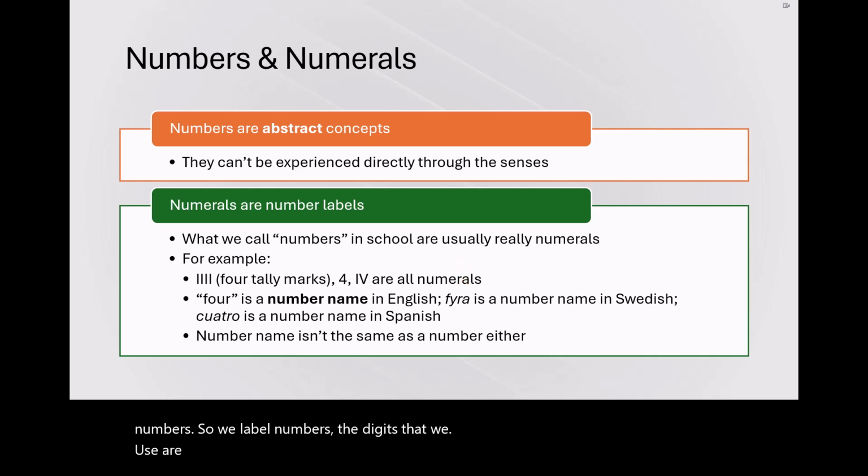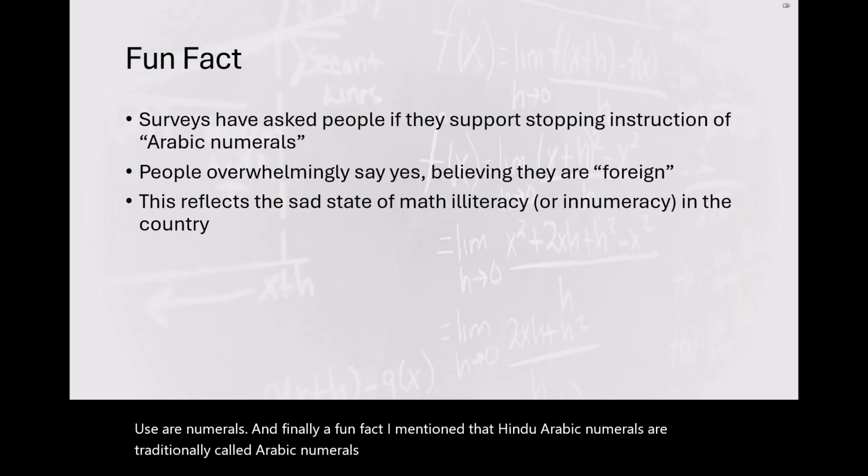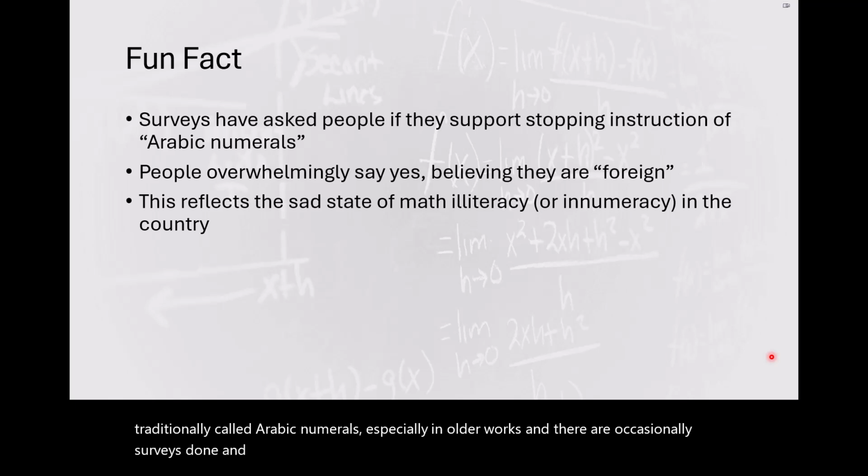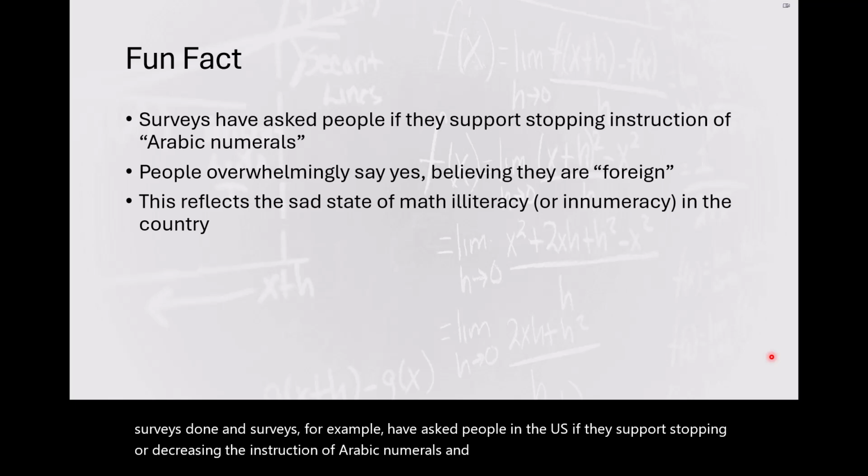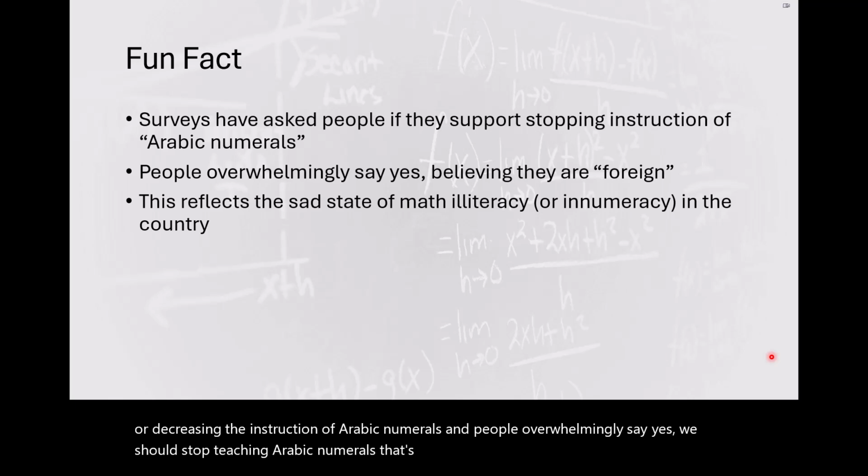And finally, a fun fact. I mentioned that Hindu Arabic numerals are traditionally called Arabic numerals, especially in older works. And there are occasionally surveys done. Surveys, for example, have asked people in the US if they support stopping or decreasing the instruction of Arabic numerals. And people overwhelmingly say, yes, we should stop teaching Arabic numerals. That's terrible that we teach them. They believe that they are, quote unquote, foreign.